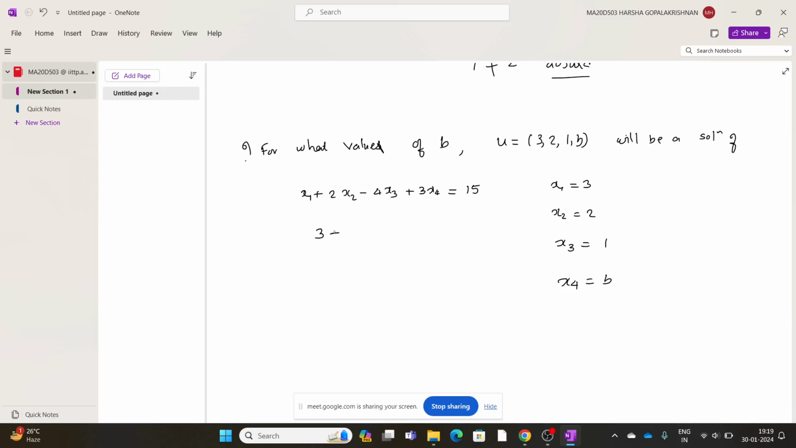So what we will get? 3 plus 4 minus 4 plus 3 into b. This only we don't know. This is equal to 15. So to find b, we have 3b equal to 15 minus 3, which is 12, and b equal to 4. So the only possibility for b is 4, so that this u is a solution of the given linear equation. Clear? Yes, ma'am.